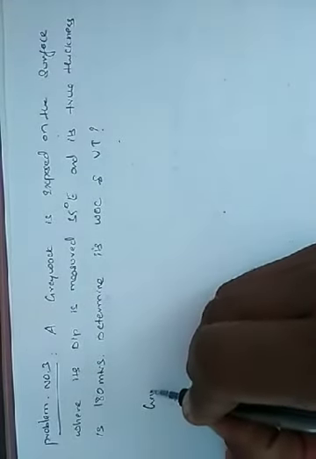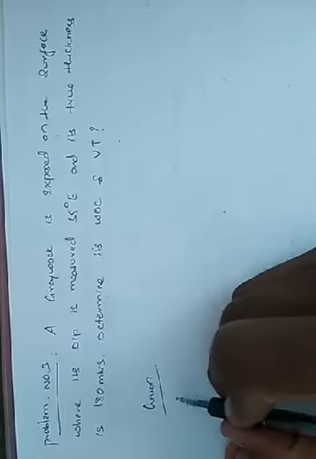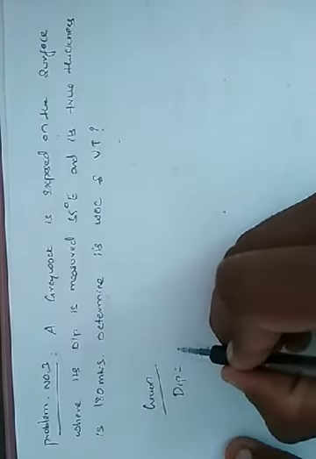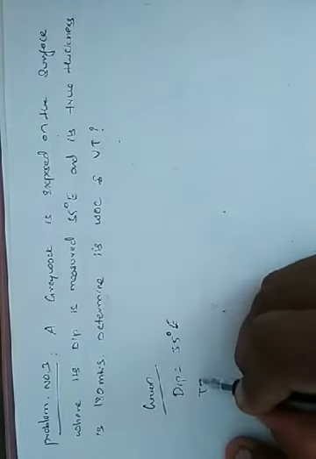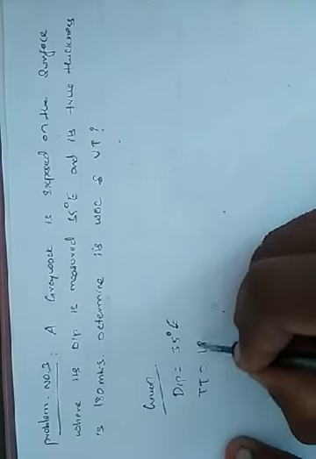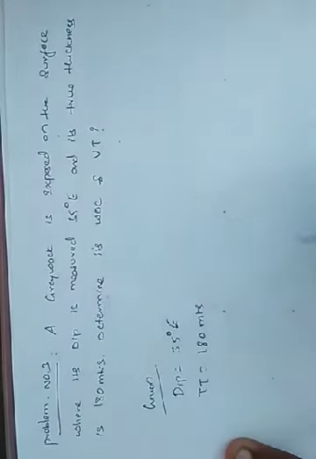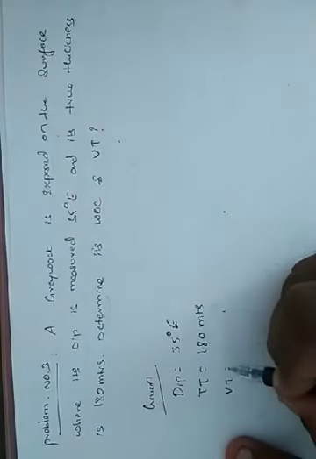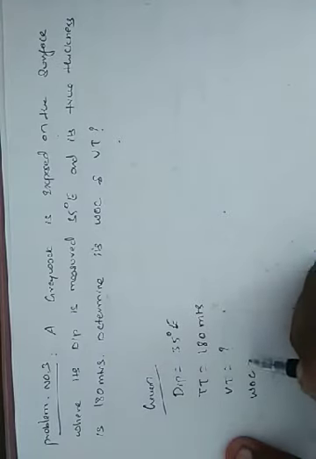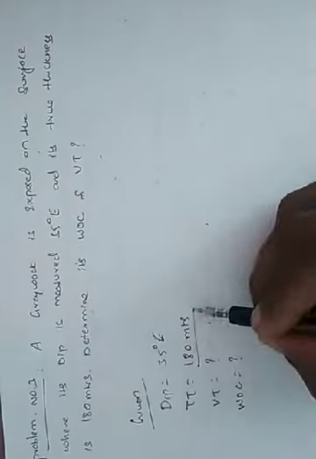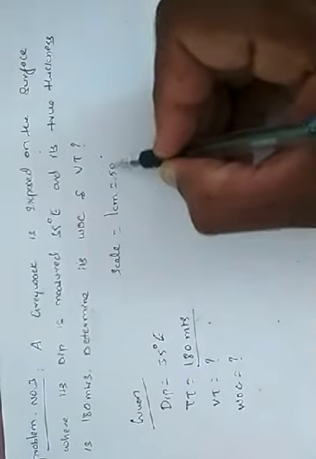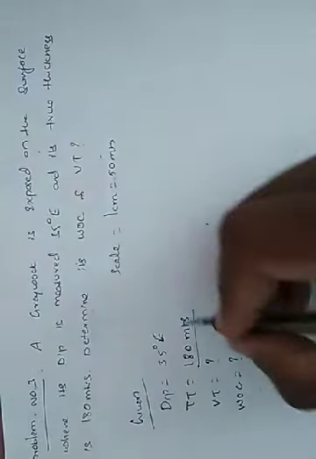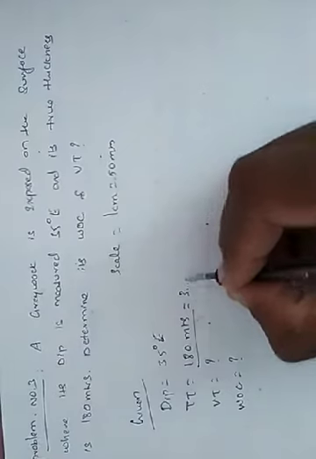Let us take the given data. Given dip they have given, that is 35 degrees east. True thickness is given 180 meters, and we need to determine Vt and width of outcrop. So we will convert these meters into the scale first. We will take scale as 1 centimeter equals 50 meters. Now this will become 3.6 centimeters.